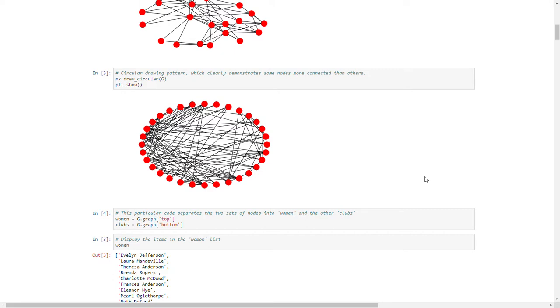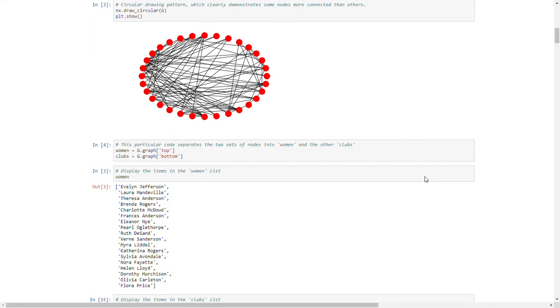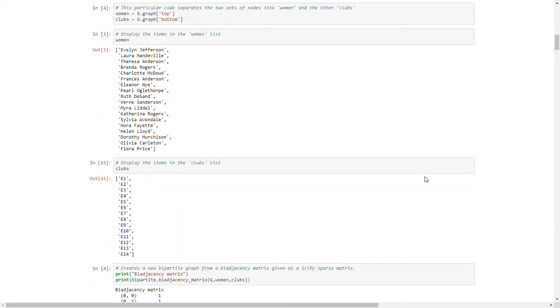So separating out the women and the clubs, here we have a list of the women, and here we have a list of the clubs. Unfortunately, we don't have further detail of the club events that they attended.